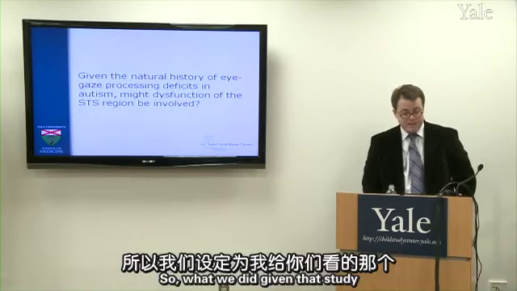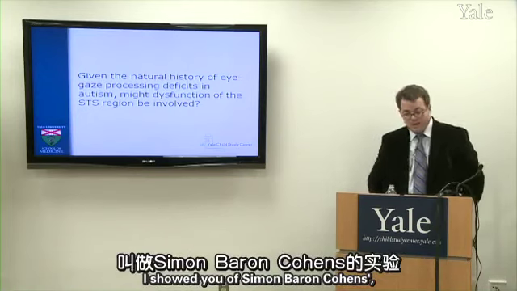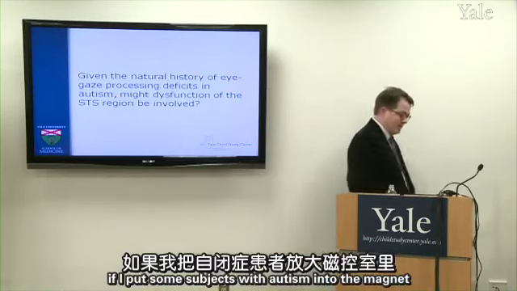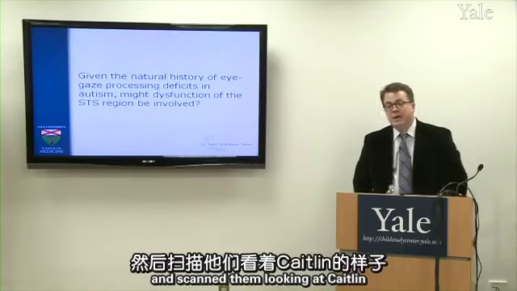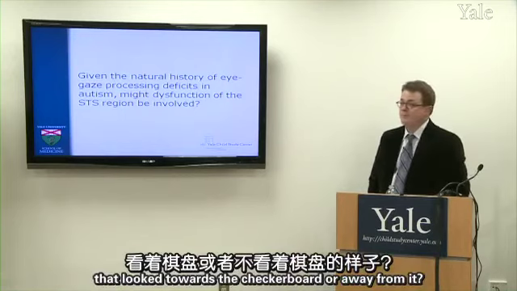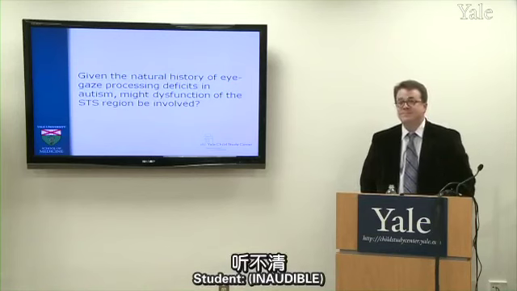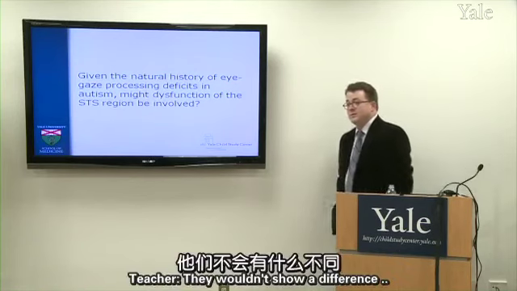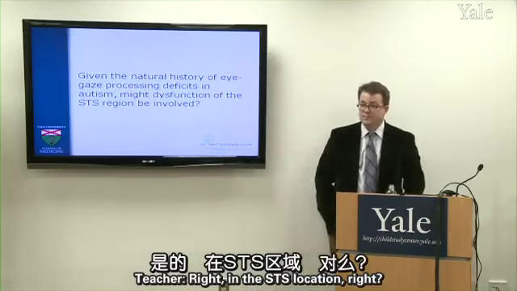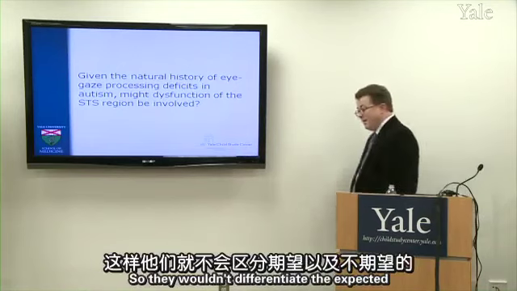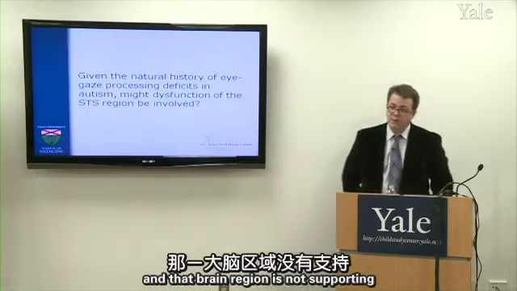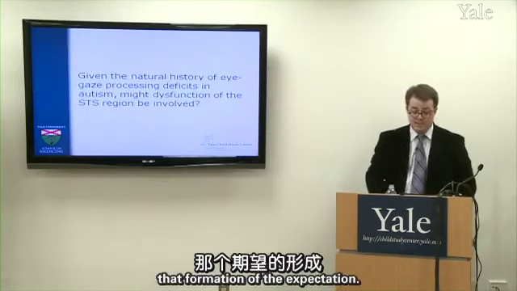So what we did, given that study I showed you of Simon Baron-Cohen's, what would you predict would happen if I put some subjects with autism into the magnet and scanned them looking at Caitlin or that other study that I showed you with the avatar that looked towards the checkerboard or away from it? What would you predict? They wouldn't show a difference. Specifically where? Right, in the STS location, right. So they wouldn't differentiate the expected and the unexpected because presumably they're not forming those expectations and that brain region isn't supporting that formation of the expectation.